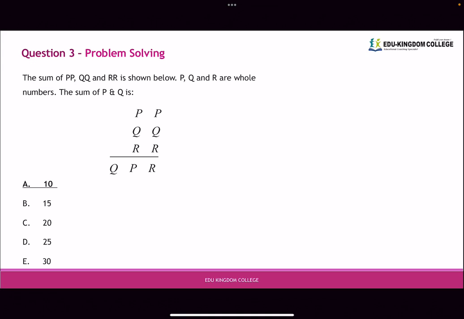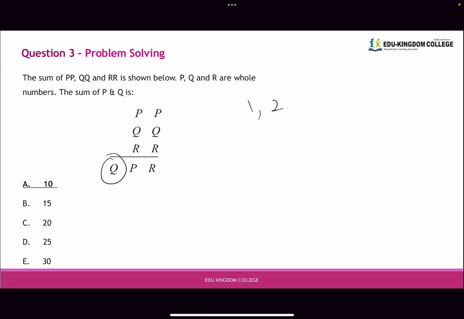So PP and then QQ and RR adds up to QPR. Before we take a look at anything, let's find what this Q can be. If we have three 2-digit numbers and we add them all up, even if they were all 99, 99, 99, which they can't be, the largest number that Q could be is 2, because it would add up to 297. So Q either has to be 1 or 2.